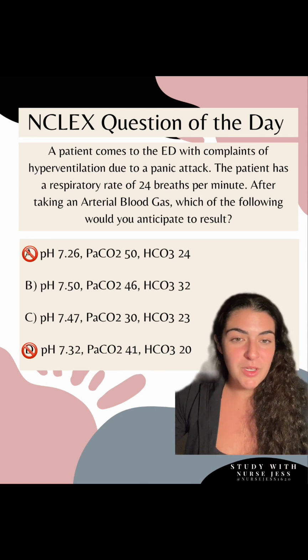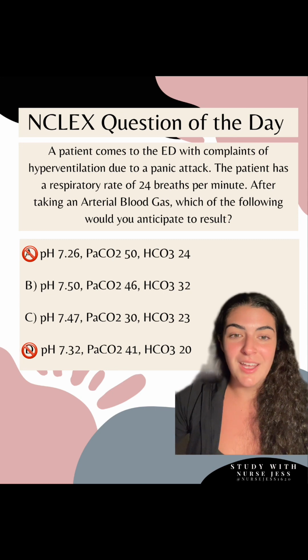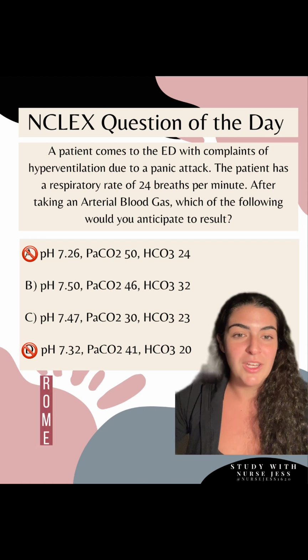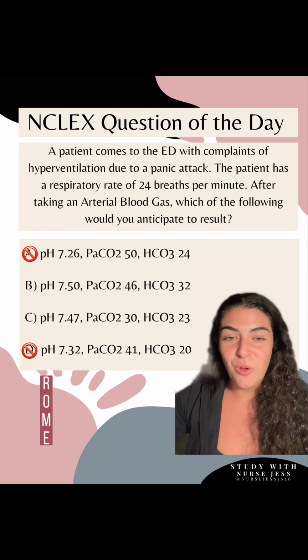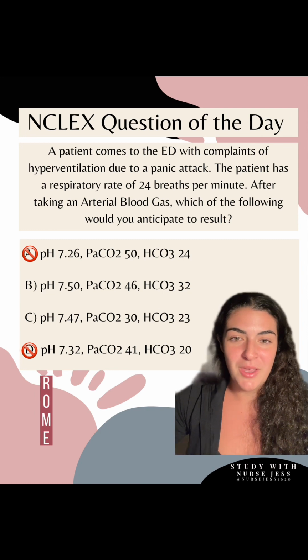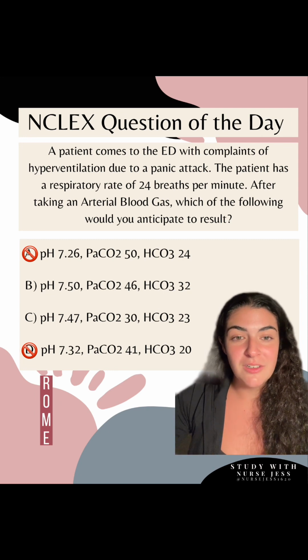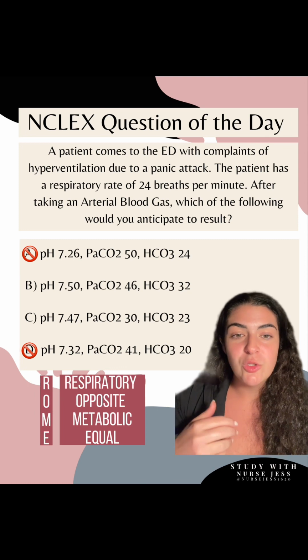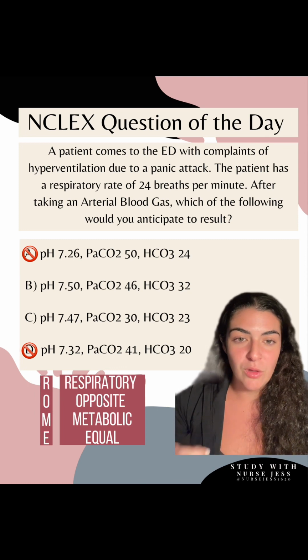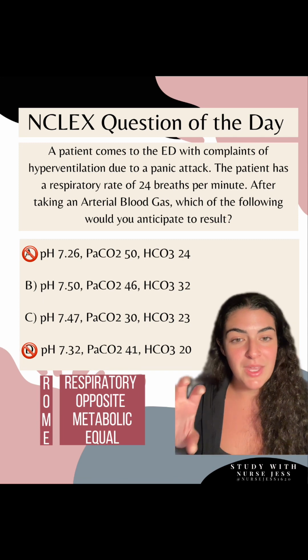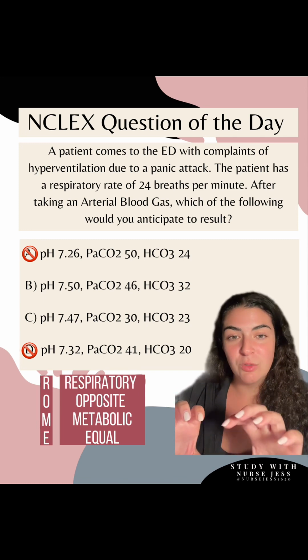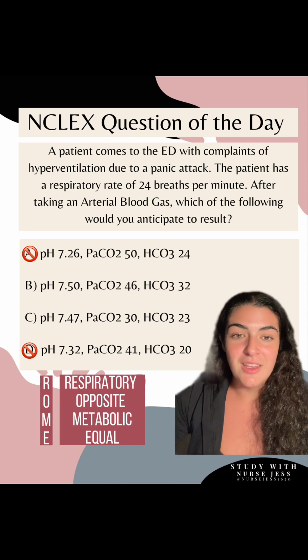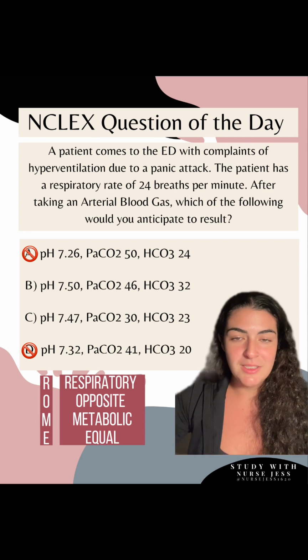Now, if you've been following me on my social media platforms, you know that I like to use the ROME criteria when interpreting ABGs, okay? Go check out that previous video on my page. So, for the ROME criteria, this stands for respiratory opposite, metabolic equal. So, if I'm looking for respiratory alkalosis, I want a pH that is high and a respiratory that is low, okay? That's what respiratory opposite means.